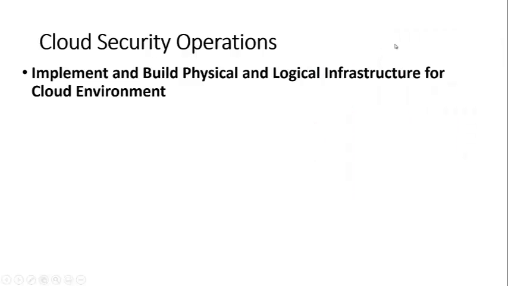The first part is called implement and build physical and logical infrastructure for a cloud environment. We need to understand the objective of this module. I'm going to discuss each domain on a module-wise basis, and we're talking about the first module, which covers build operations, building physical and logical infrastructure.